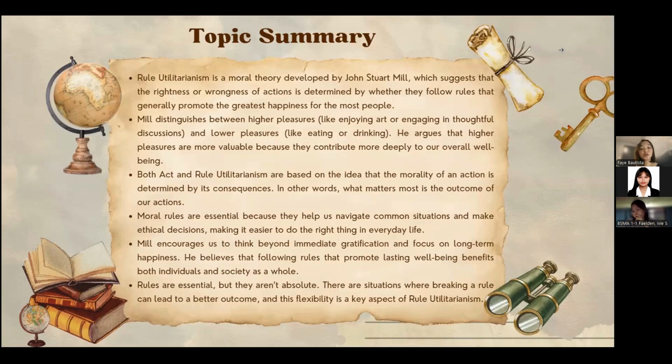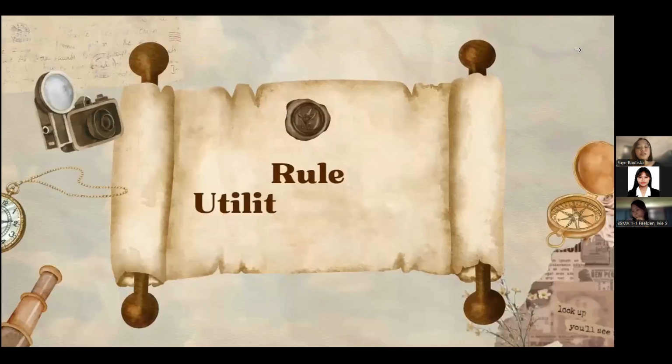Lastly, rules are essential, but they aren't absolute. There are situations where breaking a rule can lead to a better outcome, and this flexibility is a key aspect of rule utilitarianism. So this summary highlights how rule utilitarianism encourages us to follow ethical principles that maximize well-being for society.